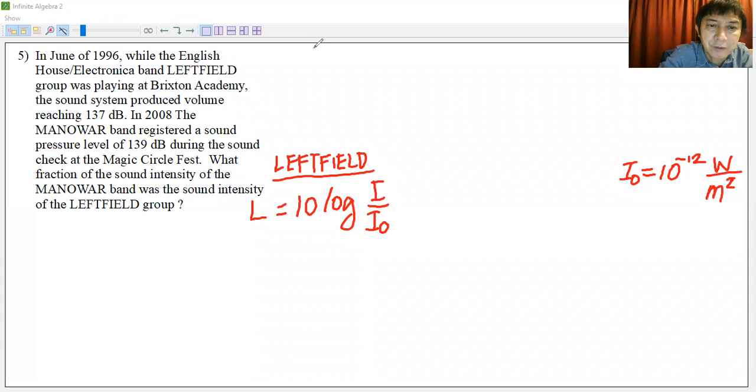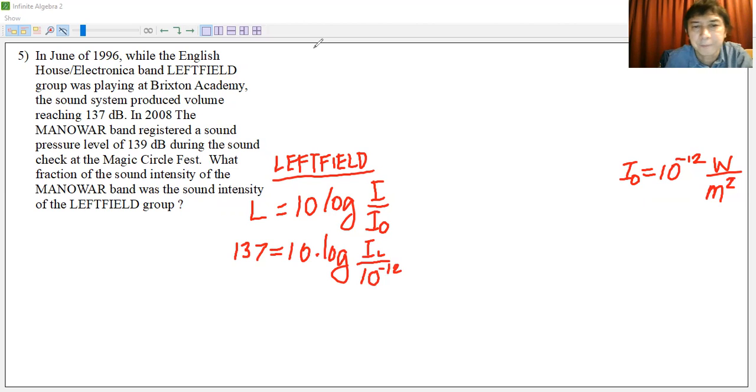So this is 137. Let's use the data. 137 is equal to 10 times the logarithm of the ratio, let's call this IL, over 10 to the negative 12. There. So if we divide both sides by 10, the 137 becomes 13.7.